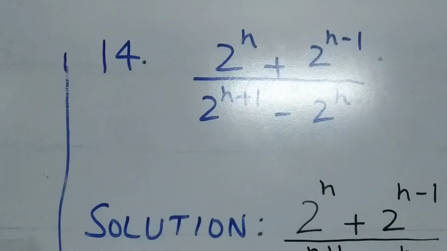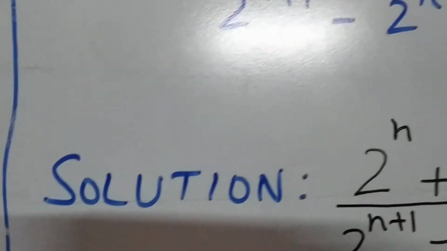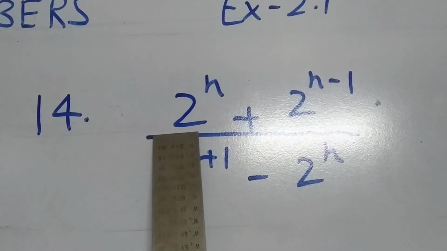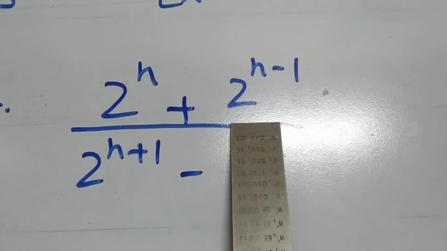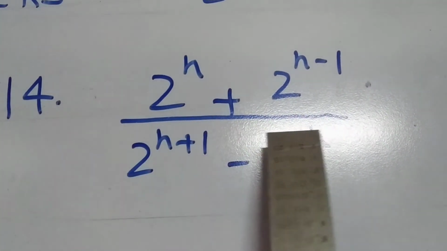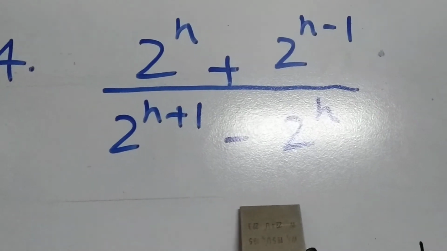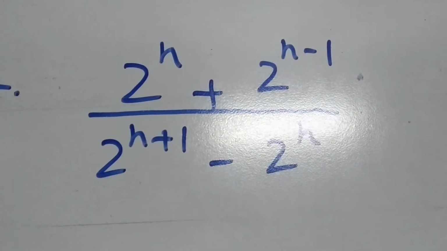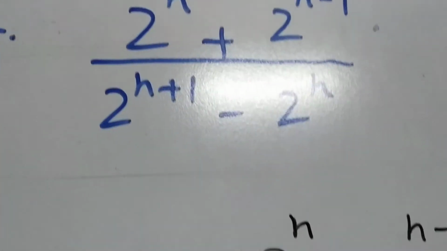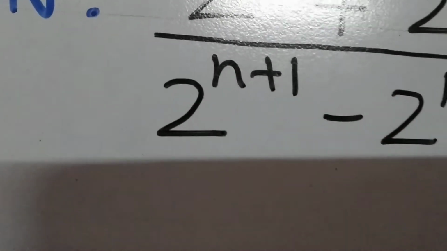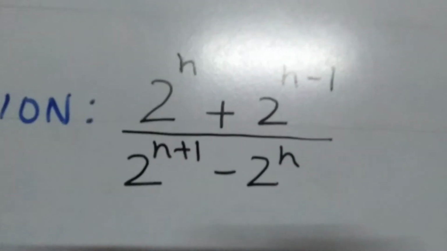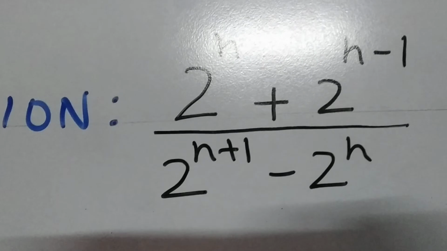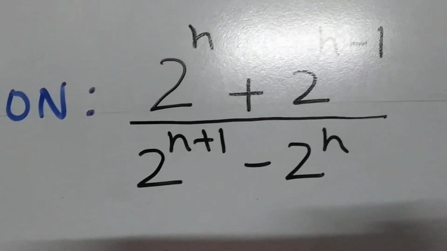Now solve next sum. (2 raised to power n plus 2 raised to power n minus 1) upon (2 raised to power n plus 1 minus 2 raised to power n).